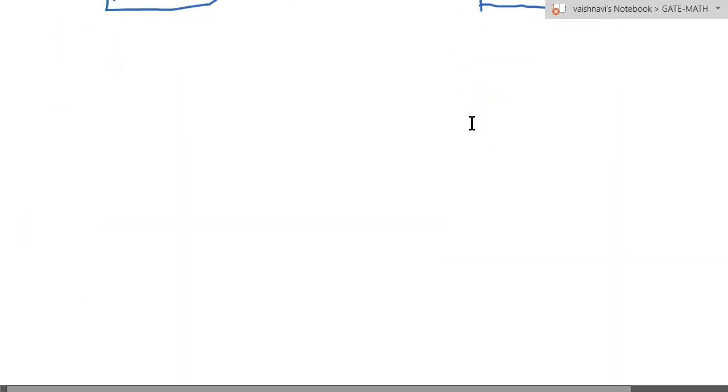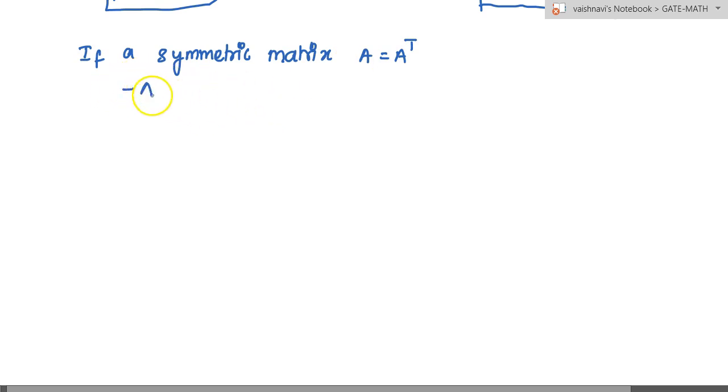Now let's check out some properties of these matrices. These special matrices have some properties, and these properties will be asked in one word. A is a symmetric matrix, that means A equal to A transpose. Means minus A is also symmetric. So that means minus A will be equal to minus A transpose. kA is also a symmetric matrix. A transpose is also a symmetric matrix. And A to the power n is also a symmetric matrix.